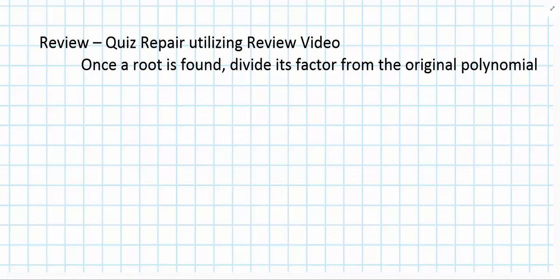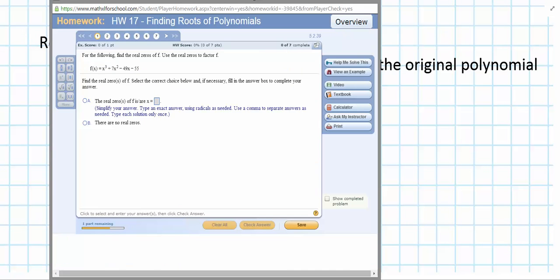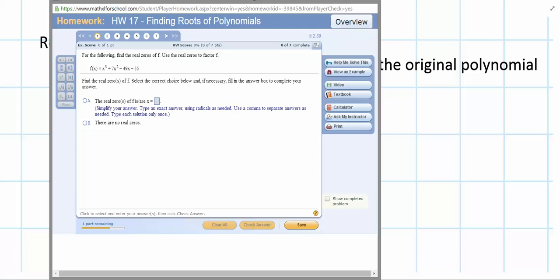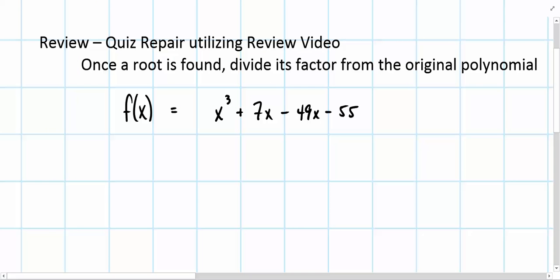So here we go with number 1. On this Math Excel assignment, I know it's really small, hopefully you can read it. It reads that f of x is equal to x cubed plus 7x squared minus 49x minus 55. Our job is to find the real zeros of f and also to use the real zeros to factor f. So the first thing that I'll probably do here is write the problem down and identify my p and q values so that I can utilize the rational roots theorem.